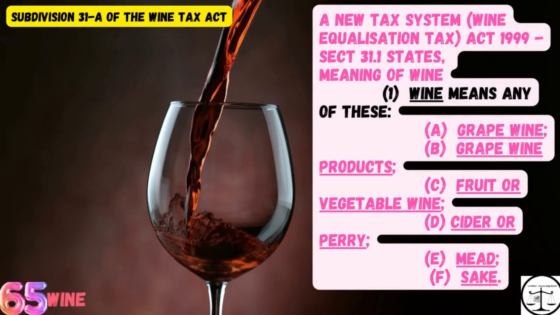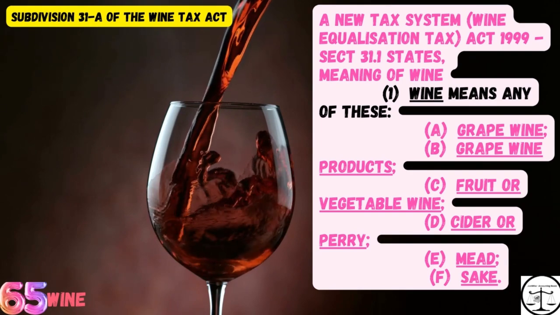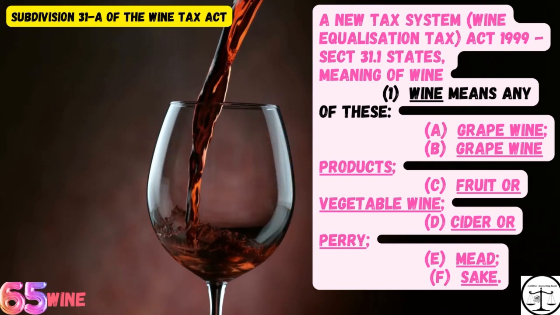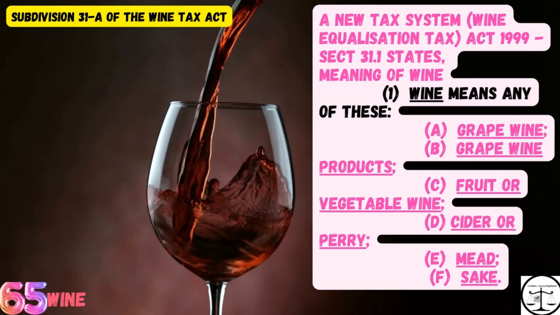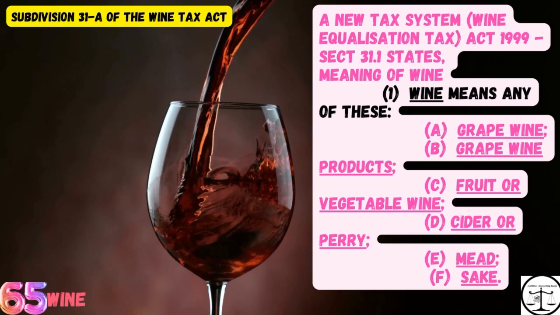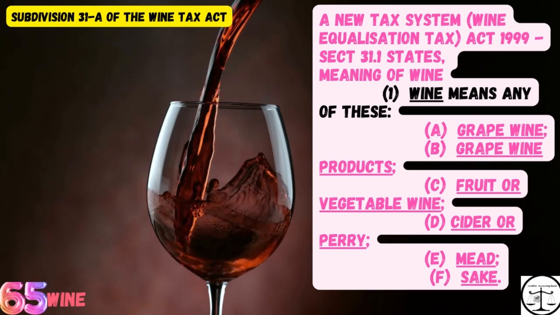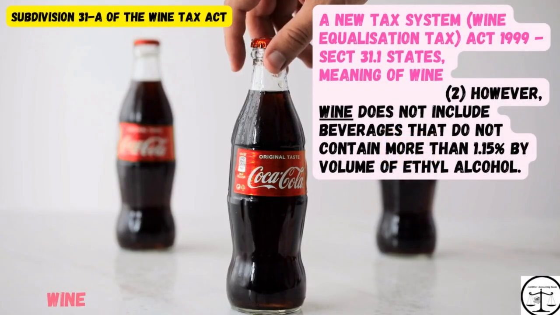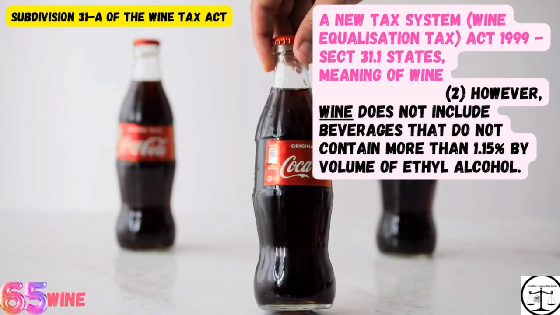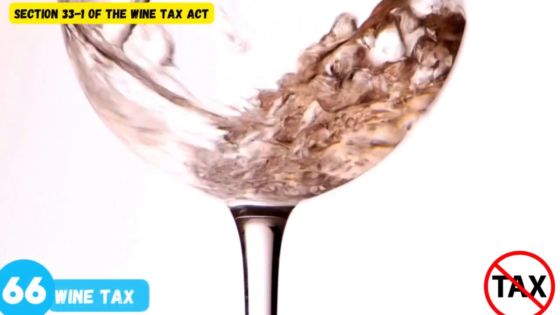A New Tax System (Wine Equalization Tax) Act 1999, Section 31.1 states: Meaning of wine. 1. Wine means any of these. A. Grape wine. B. Grape wine products. C. Fruit or vegetable wine. D. Cider or perry. E. Mead. F. Sake. 2. However, wine does not include beverages that do not contain more than 1.15% by volume of ethyl alcohol. Word number 66.